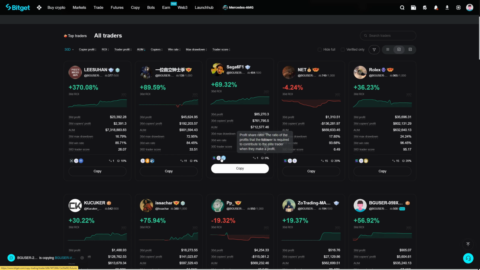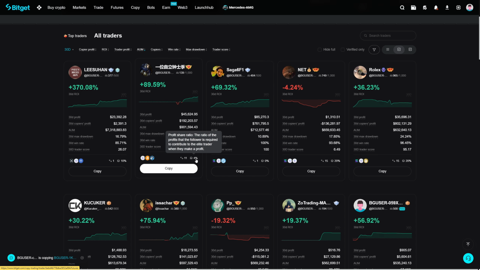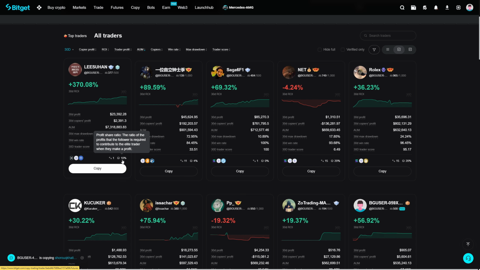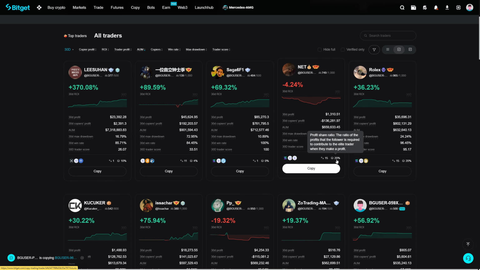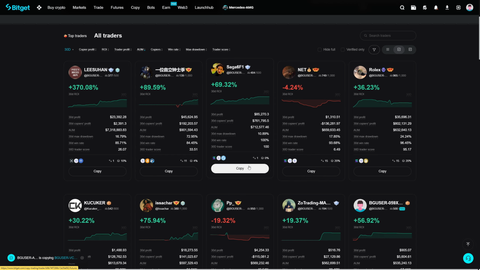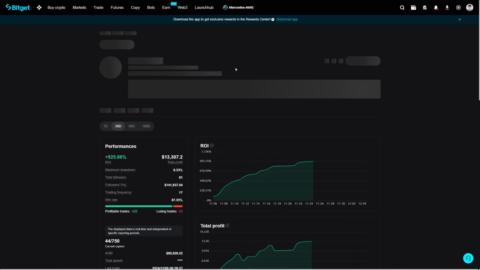Additionally, we can see that he has a 0% profit share, which means you keep all of the profits. Other traders have a 4% profit share in this case, and this guy has even a 10%. In some cases, you even have traders charging 20% on each profitable trade, which is quite a lot. So this trader with 0% profit share is definitely very interesting. I will now click on his profile to analyze him further.